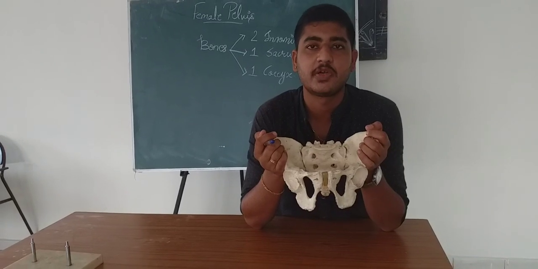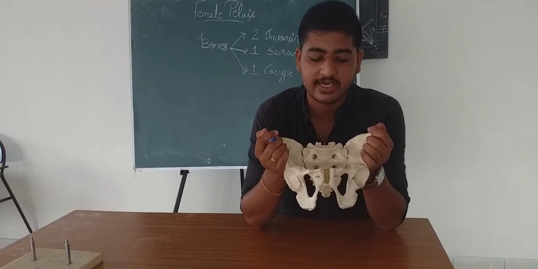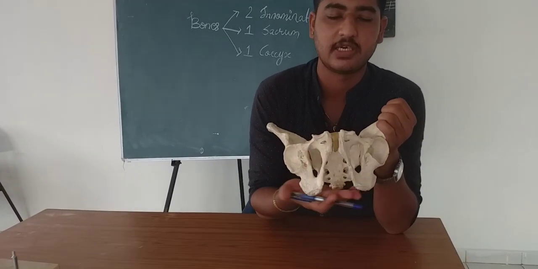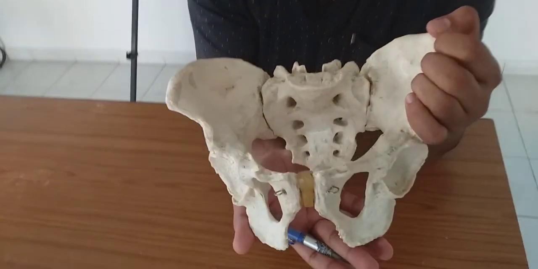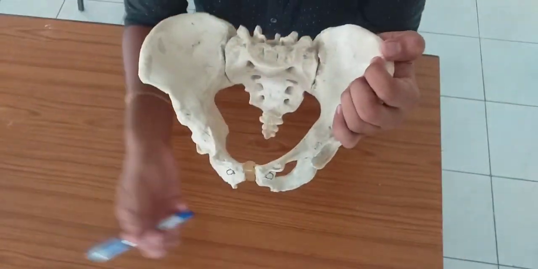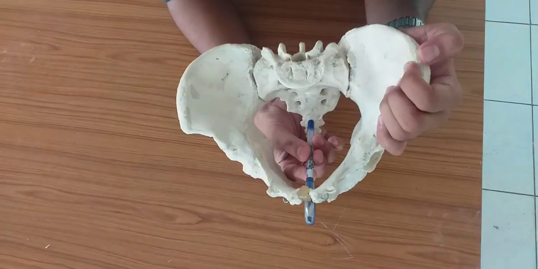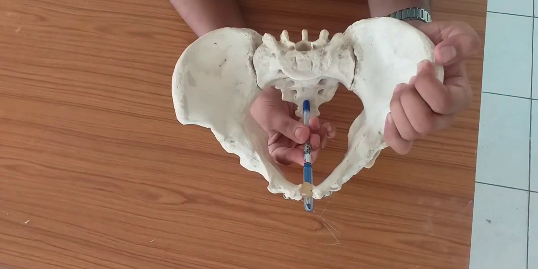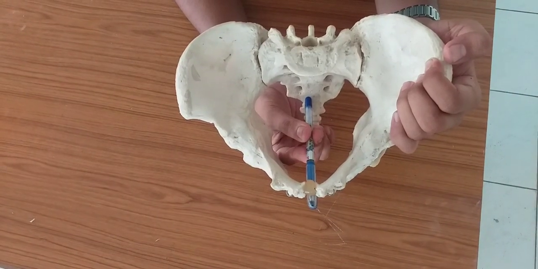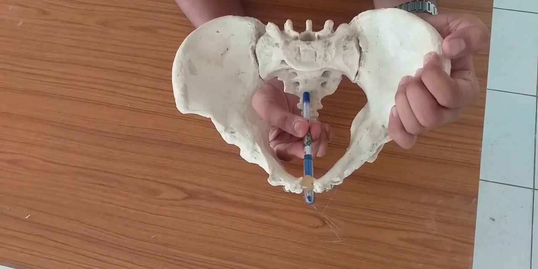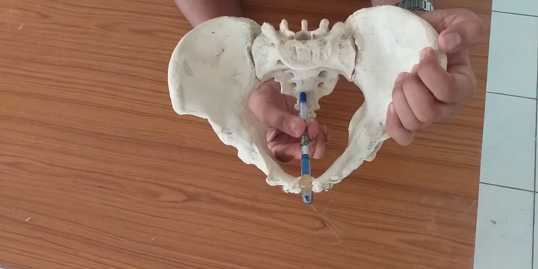So next we'll move on to the diameters of the pelvic outlet. This bottom portion is the pelvic outlet. We have again three diameters there. The anterior posterior diameter is measured from the sacrococcygeal joint till the lower border of the symphysis pubis, and this is 13 centimeters.